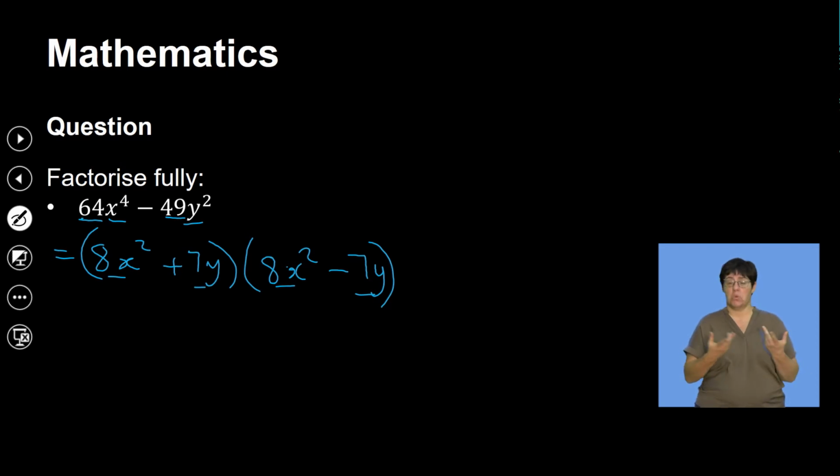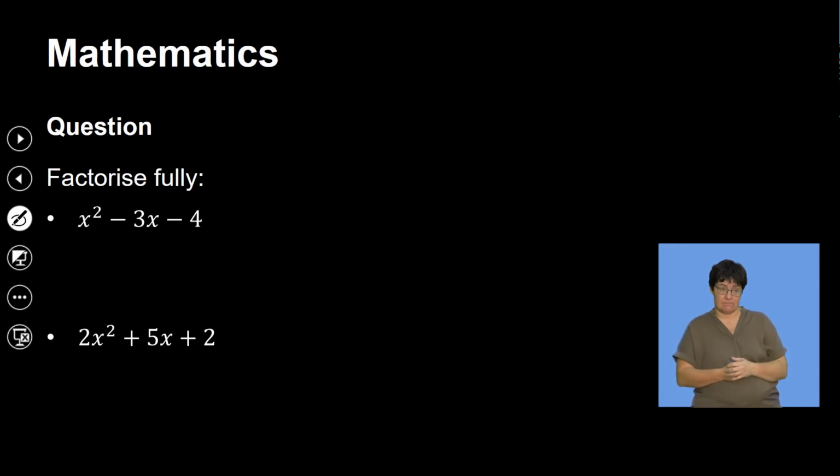There is nothing else I can do here, guys. On this bracket, I can't factorize it because 7 is not a perfect square. But if it was, then I would have to continue and factorize some more.